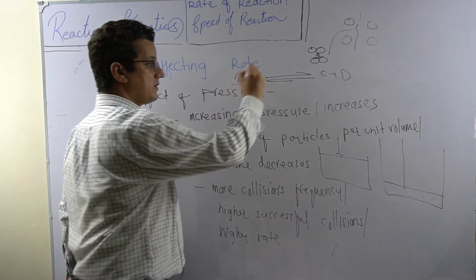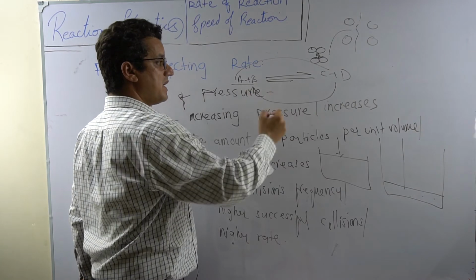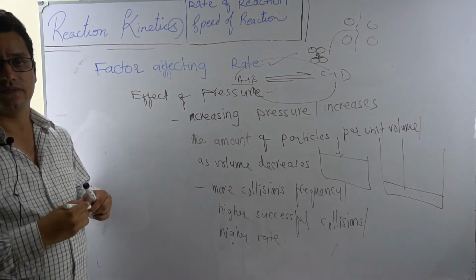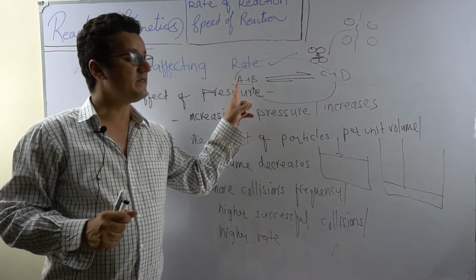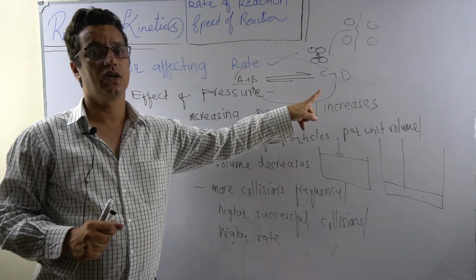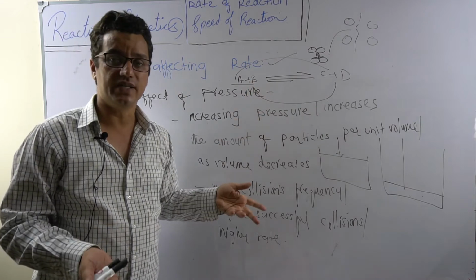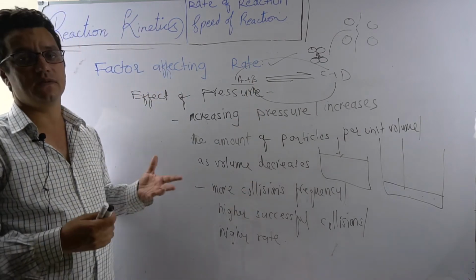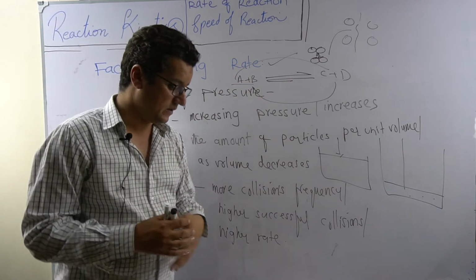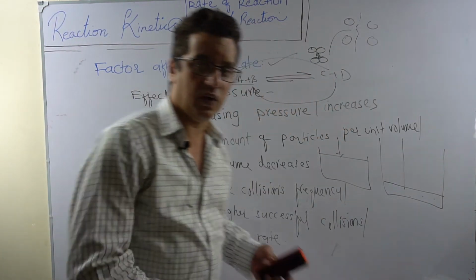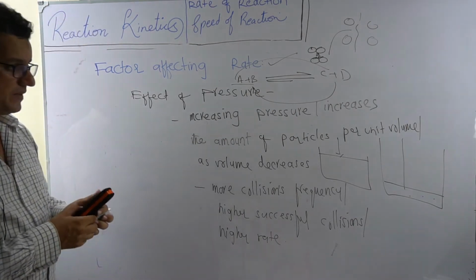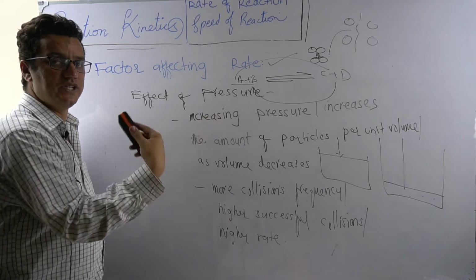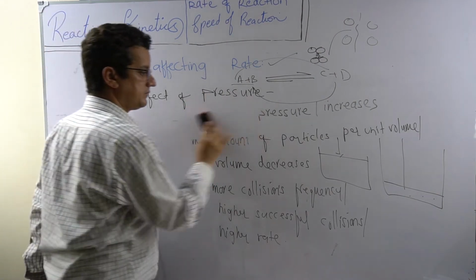So rate of reaction depends on high pressure. Forward reaction or backward reaction, the rate will be increased in the same fashion. Pressure will have a similar effect on forward and backward reactions if the reaction is reversible. And if it is not reversible, then increasing pressure will improve the rate of the forward reaction only, because it's only a forward reaction. So high pressure means less volume, more collisions, higher rate.